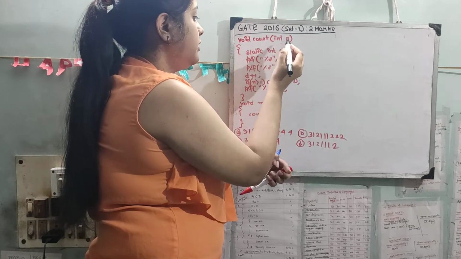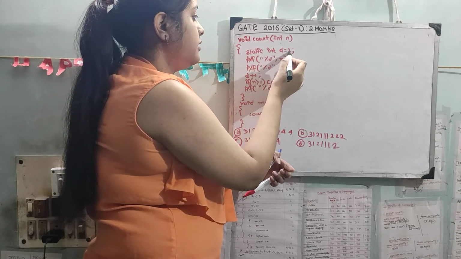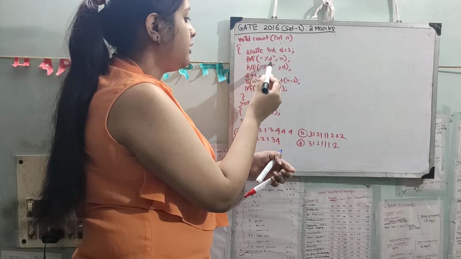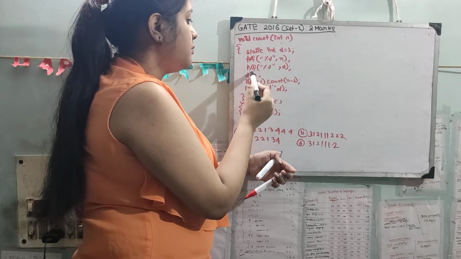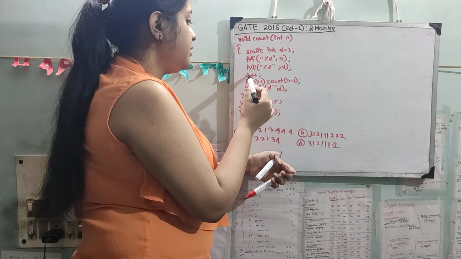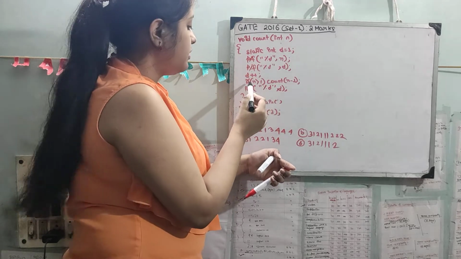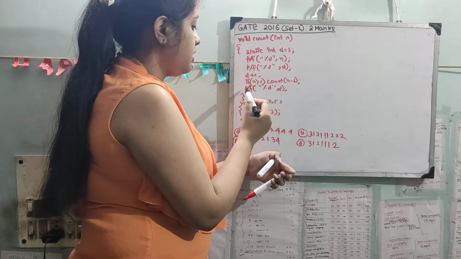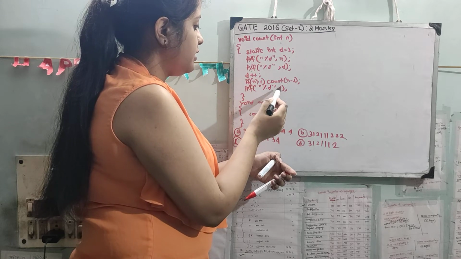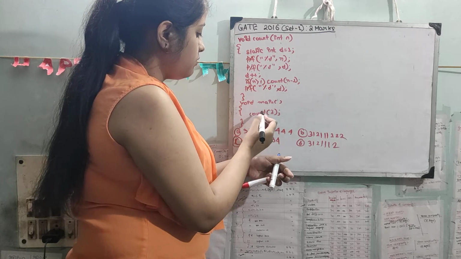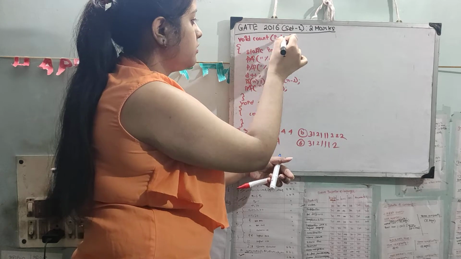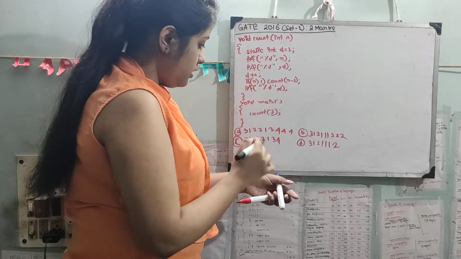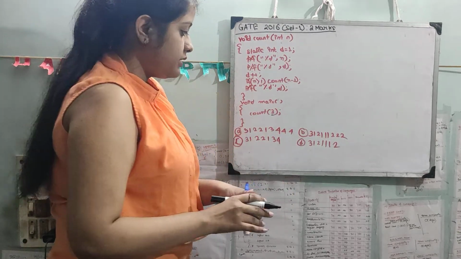void count(int n) { static int d = 1; printf("%d", n); printf("%d", d); d++; post increment. Then if (n > 1) count(n - 1); printf("%d", d); } void main() { count(3); } means count 3 will be called. So which of the following is the correct option?